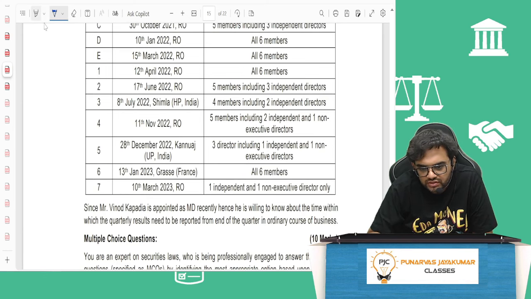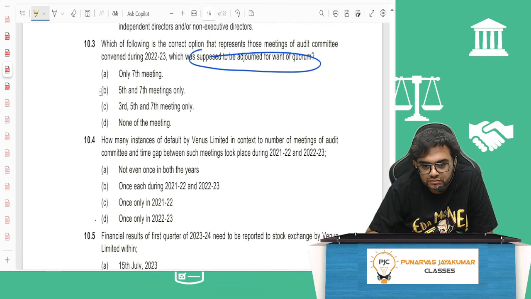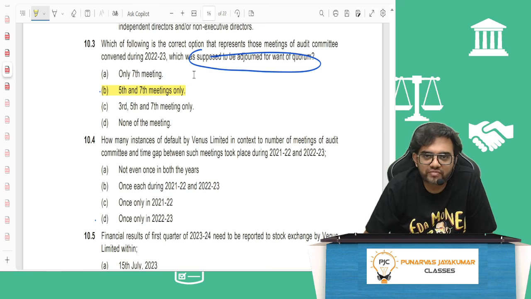See here, only 1 independent director had come. Here also, 1 independent director had come. So the 5th and the 7th meeting had to be adjourned for want of quorum because it doesn't have 2 independent directors. Very simple. So guys, it's all about application of mind. Very, very simple.